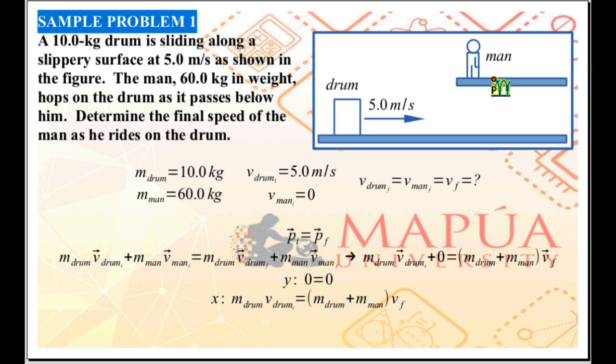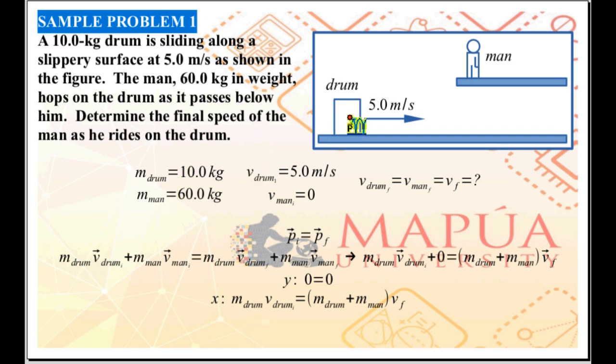On a ledge, a man is standing, 60 kilograms in weight. The man hops on the drum as it passes by under him. Determine the final speed of the man as he rides on the drum. So the man rides on the drum after hopping on the drum. What is the final speed of the man?